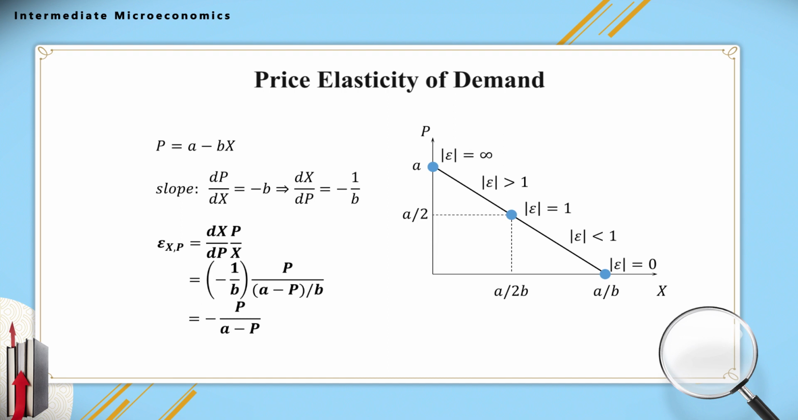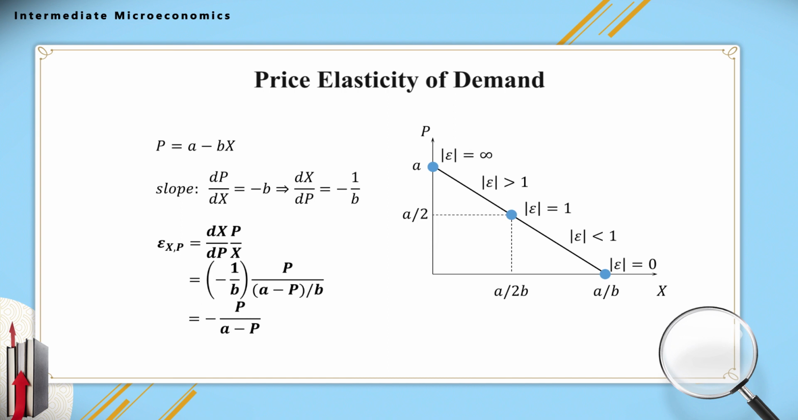So, for a linear demand curve, every point on the curve has a different elasticity. Moving from up to down along the demand curve, the elasticity gradually decreases from infinity to 0. Why is the slope the same, but the elasticity different on a linear demand curve?